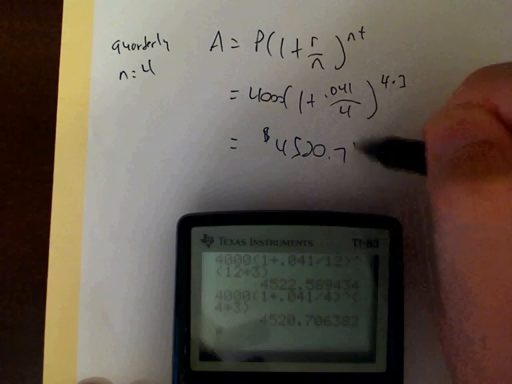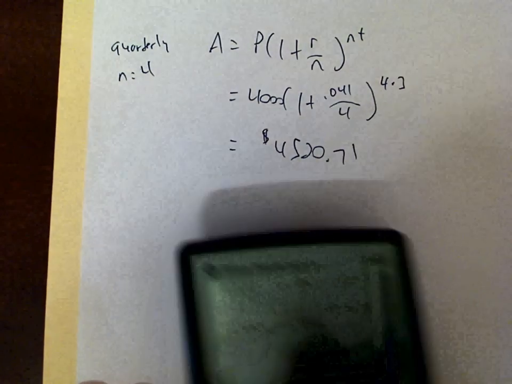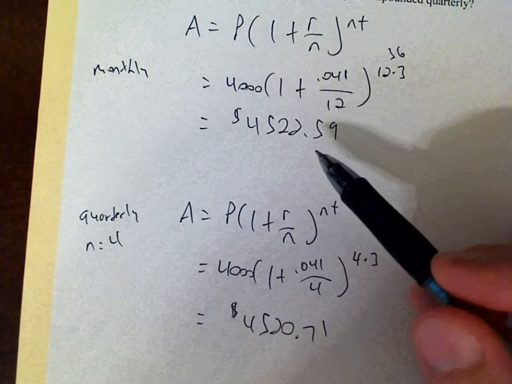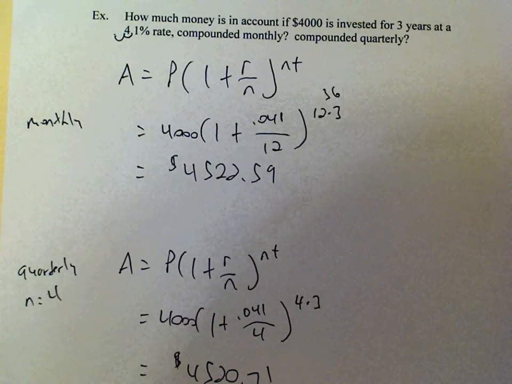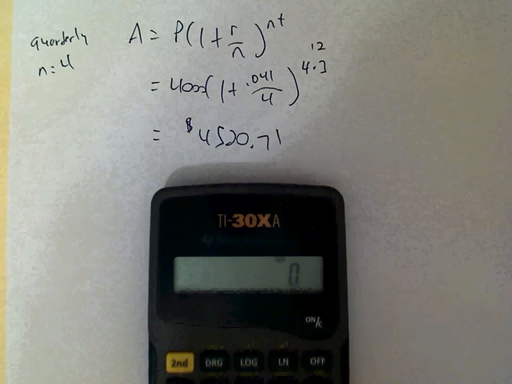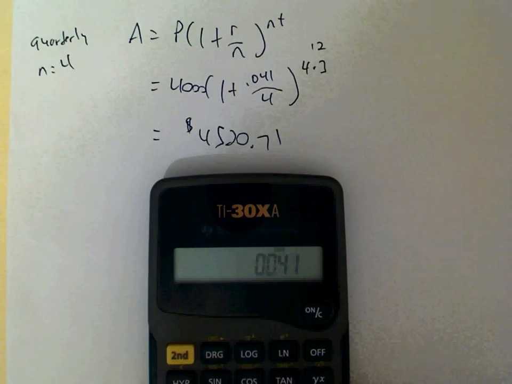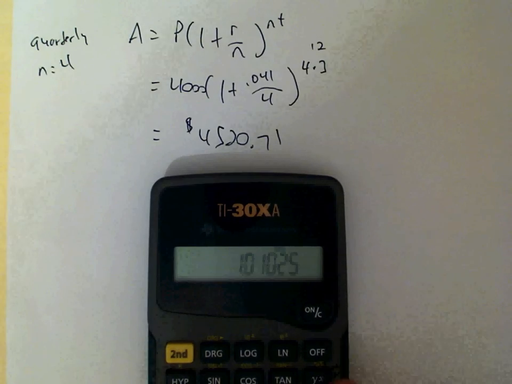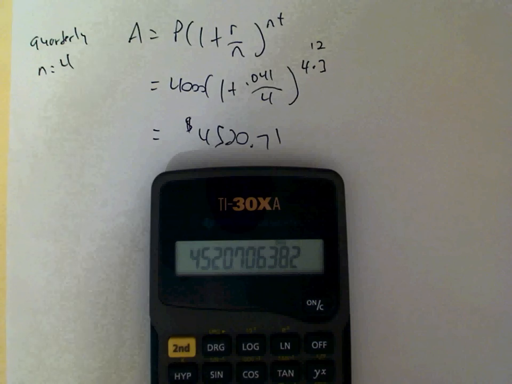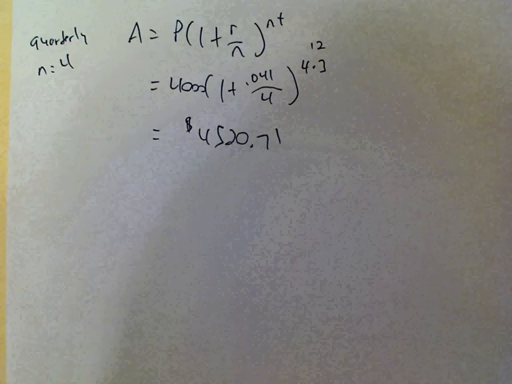And what this proves to you is that the more times you compound in a year, the more money you're going to make in interest. Not a lot, but hey, something's better than nothing, correct? And once again, use your scientific calculator the same way you did before. 4 times 3 is 12, so you'll do 0.041 divided by 4 plus 1 raised to the 12th power times 4,000. See that? And that's how you do it. Main thing is learn how to use your calculator.